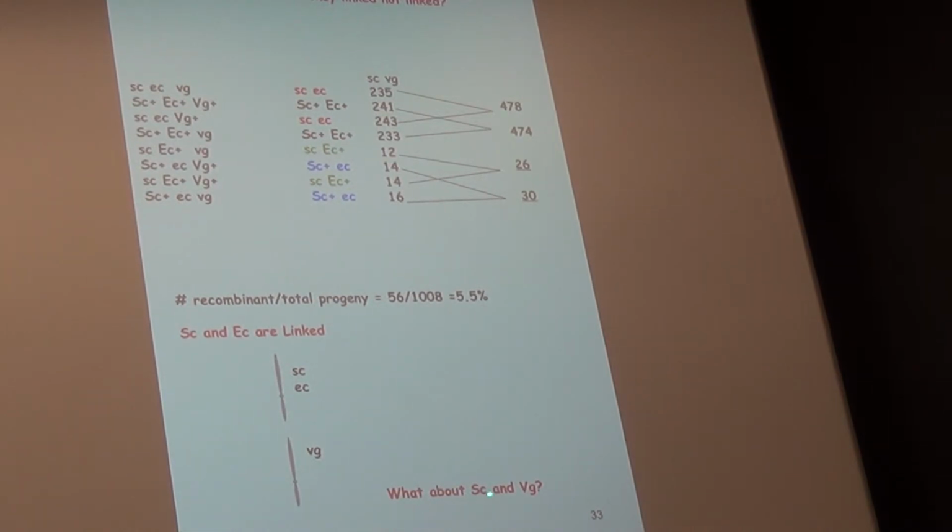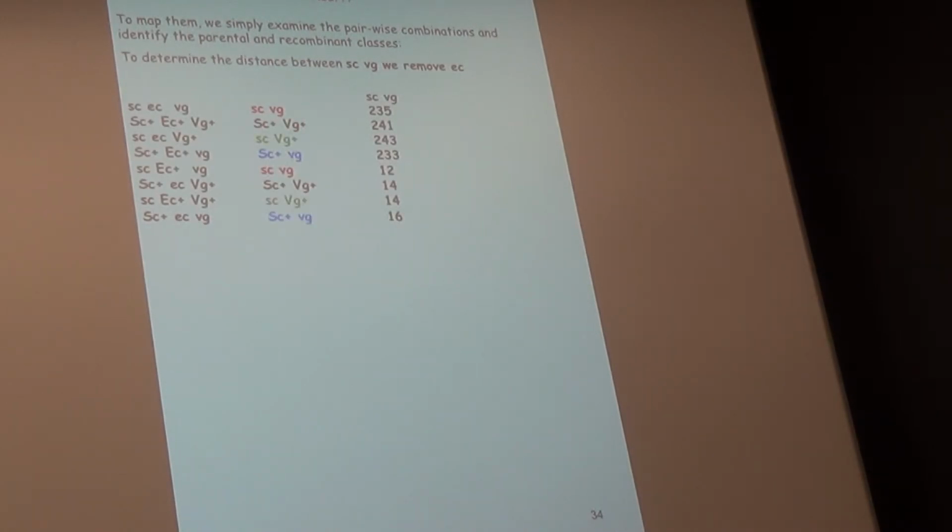Then you do the next experiment, SC and VG. Here we go. Classes again. You combine them because you're simplifying. And you see now, you get equal numbers. Here are the two recombinant classes here, 257, 249, very similar to the numbers here. So these two genes are unlinked. And so you can say, this is the gene that's unlinked. So VG is not linked to SC, but SC is linked to EC.